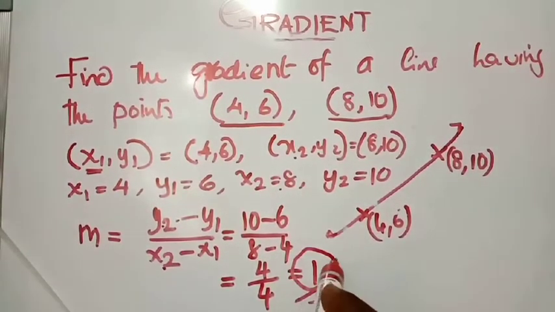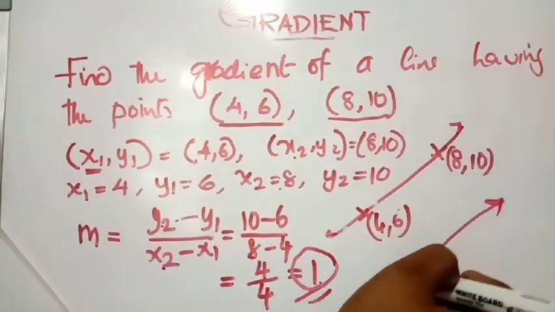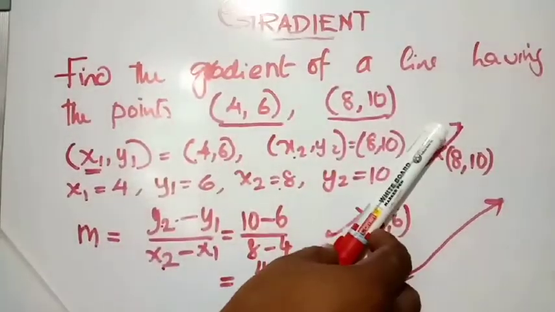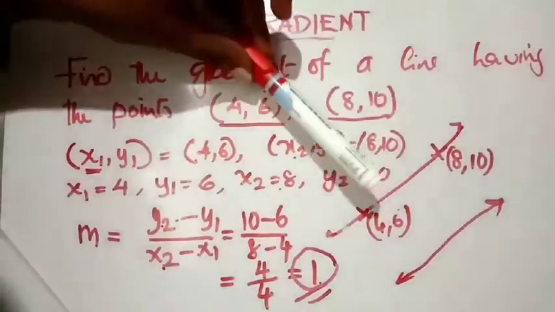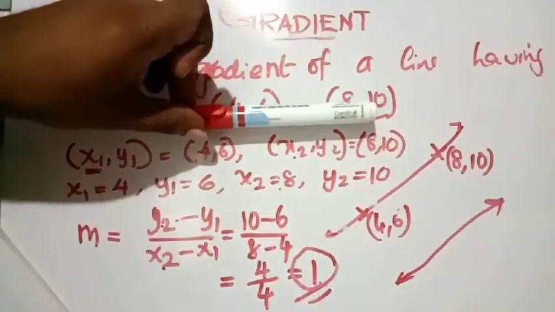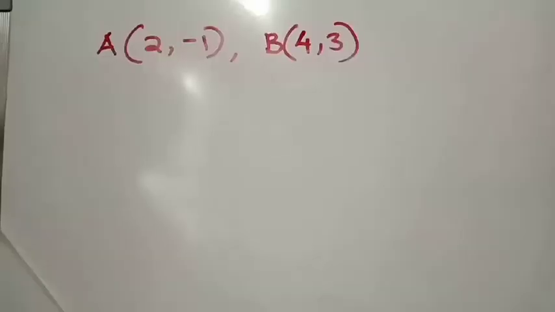And from this you can understand one thing, the gradient is positive. 1 is plus 1. As the gradient is positive, you can understand the line moves in the upward direction. The position of the line will be like this. And if the gradient is negative, the line comes in this format. And if the gradient is 0, line comes like this, horizontal.